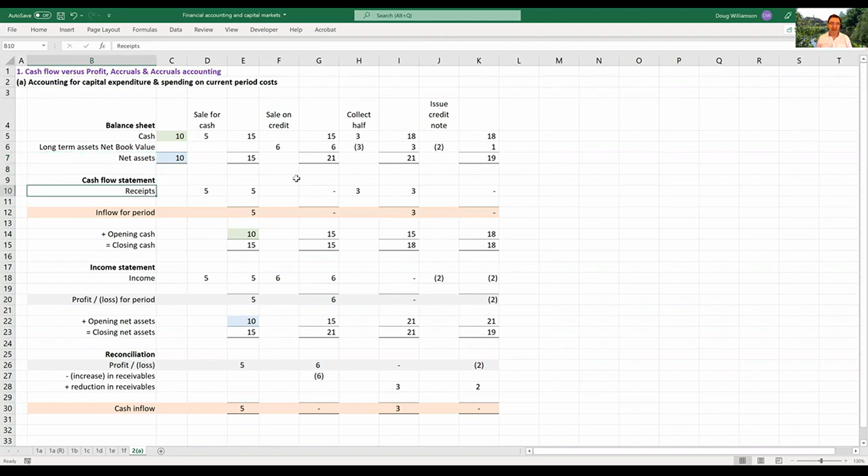So there may be some receipts. Let's add to the receipts payments, and let's have minus payments. Let's put them in a bracket as well. So payments are outflows, and then there will be an inflow or outflow for the period. And in all these cases, there'll actually be outflows.